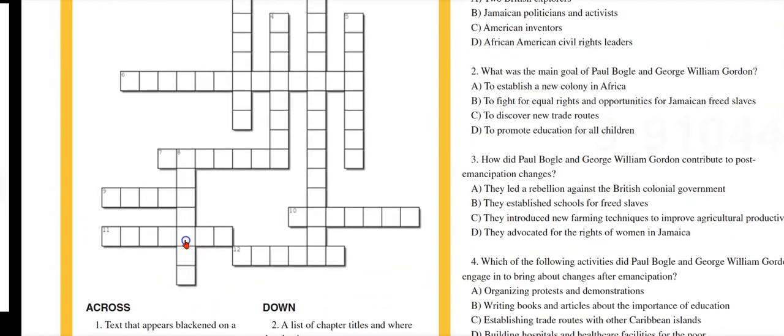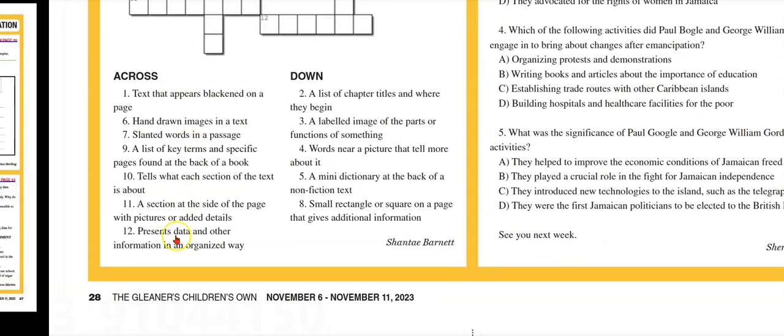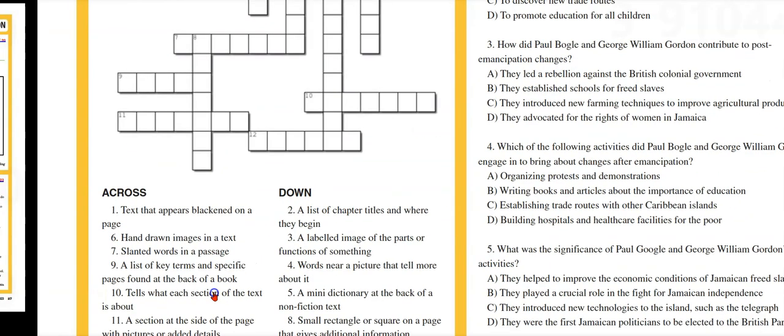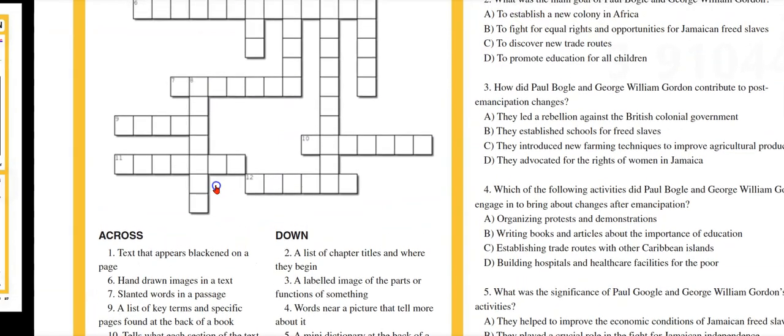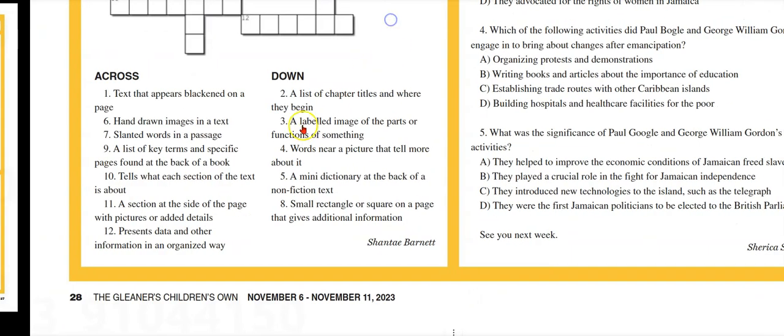A list of key terms and specific pages found at the back of a book. Key terms and specific pages. That could be index, I-N-D-E-X. Okay. All right, that's 9. 10. Tell what each section of the text is about. 10. Maybe heading. H-E-A-D-I-N-G. Heading. Okay, 10 could work with that.